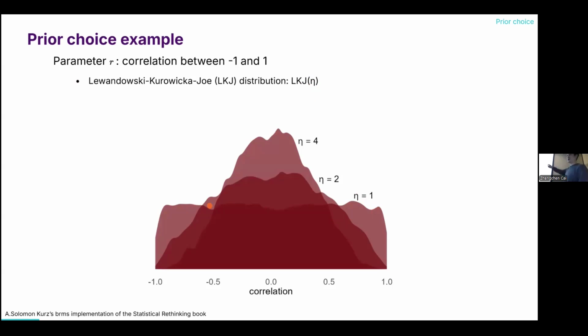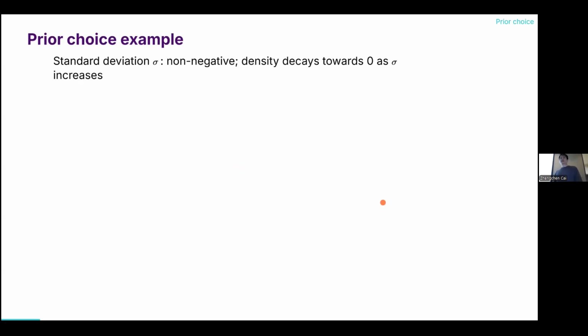If you put eta equal to 1, it will be almost a uniform distribution, but constrained within -1 to 1, right? And if you increase the eta, it will become narrower and narrower, which will prefer less the extreme correlation values. That is more realistic because in reality, you barely have a very high correlation between two variables you're studying, right? And then the next one, standard deviation.